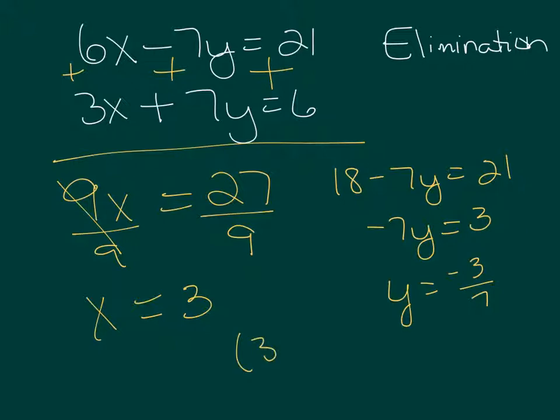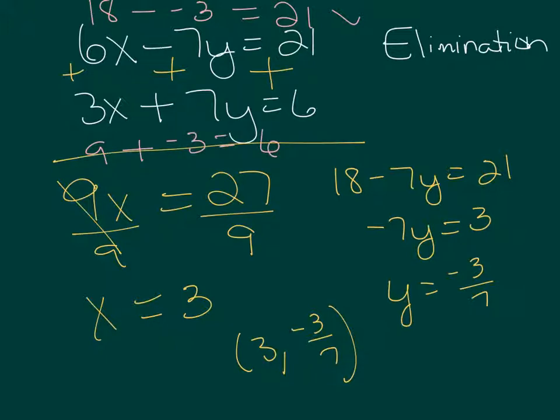And of course, if I end up with a fraction, I always want to make sure I check it because that looks a little weird. So when I check this problem, 6 times 3 in the top one is 18. Minus, if I take 7 times negative 3/7, I know my 7's will cancel, so I just get negative 3. And is 18 minus negative 3 21? Yes. On the bottom one, 3 times 3 is 9, plus 7 times negative 3/7, again the 7's are going to cancel, and I get negative 3 equals 6. Is 9 plus negative 3 6? Yes, it is. So my answer is 3, negative 3/7.